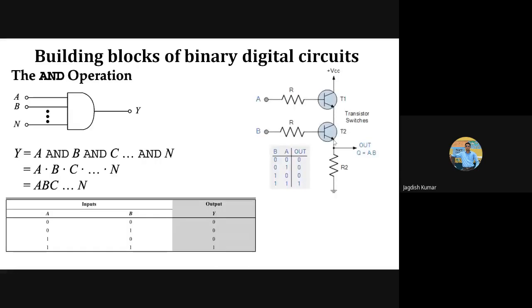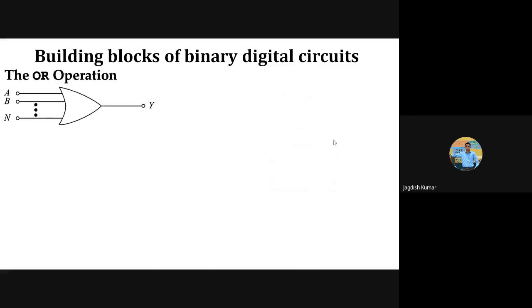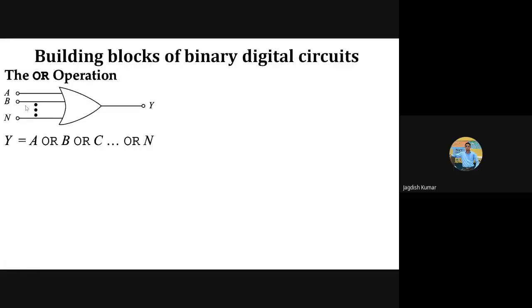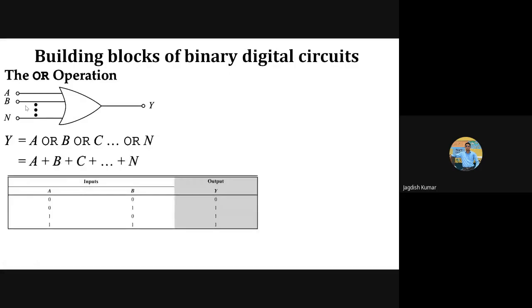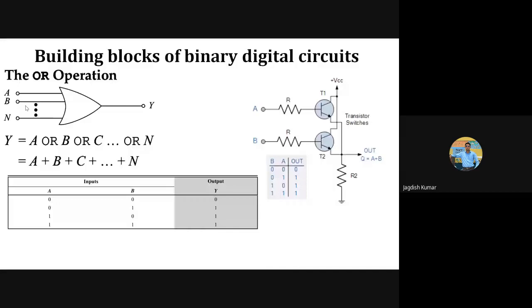Similarly, how can you get the operation of an OR gate? This is the circuit symbol for the OR gate. This is an n-input OR gate, right? It is not necessary that any OR gate should have only two inputs, so you can have n number of inputs as well. That's the Boolean expression, and this is the truth table. How can we realize the OR gate with the help of transistor logic, TTL? That's the way to obtain the OR operation with the help of transistors.